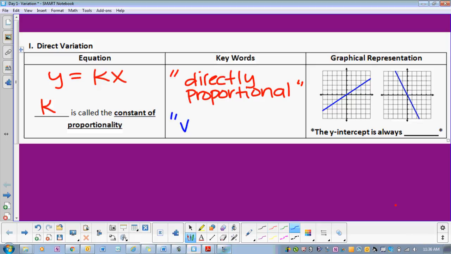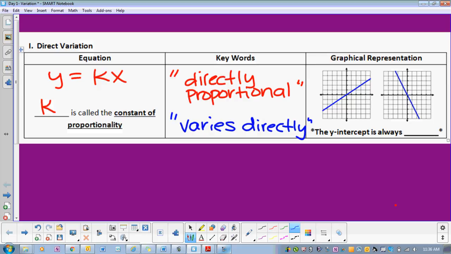Or it may say, what does that say? Varies directly. Good. So with direct variation, that relationship is basically that if your x goes up, your y goes up. One goes down, the other one goes down. Okay? And that's what that is.